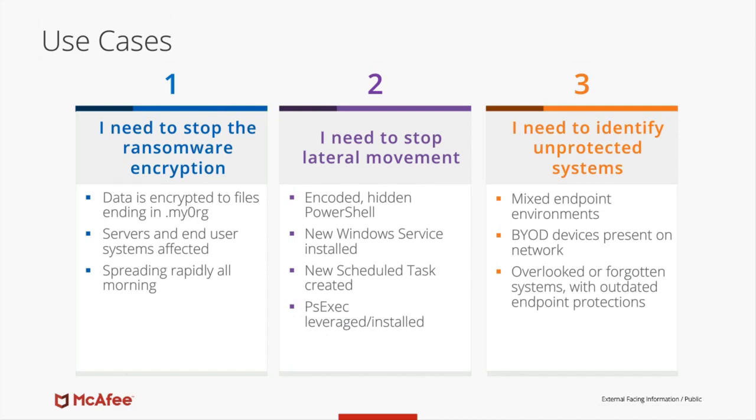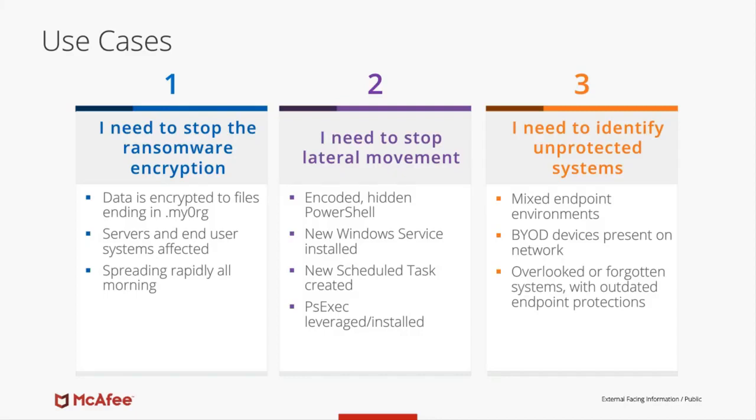The first is the need to stop the ransomware encryption taking place. For example, data being encrypted to files ending in a particular extension. Servers and end-user systems are both affected, and the ransomware is spreading rapidly throughout the day. The second use case will be about stopping the lateral movement, often used by encoded hidden PowerShell, new Windows services being created, new scheduled tasks being created, or the use of PSExec being either leveraged or installed on systems.